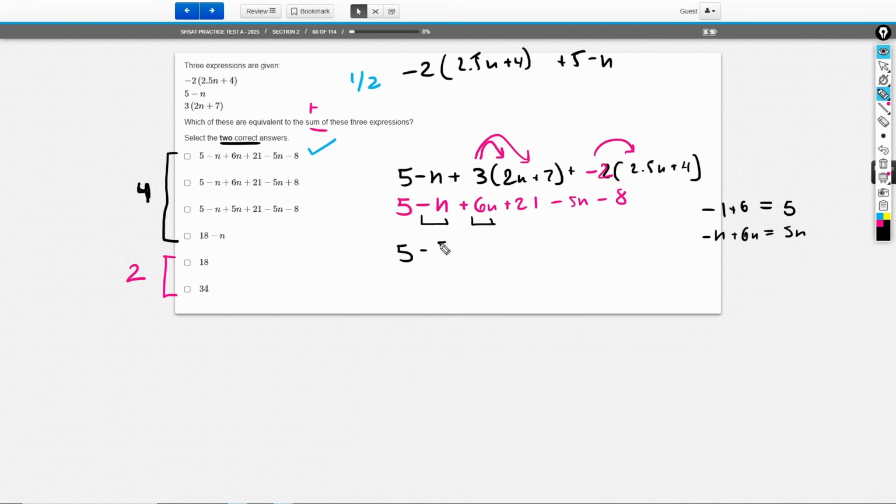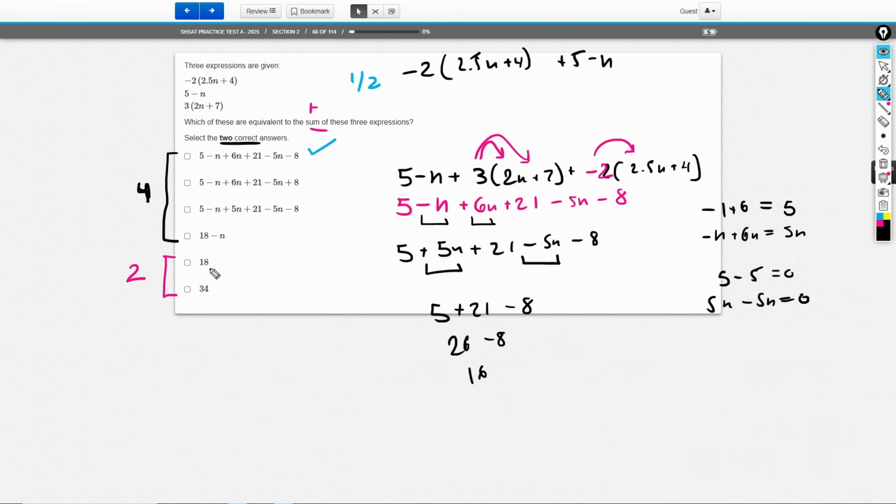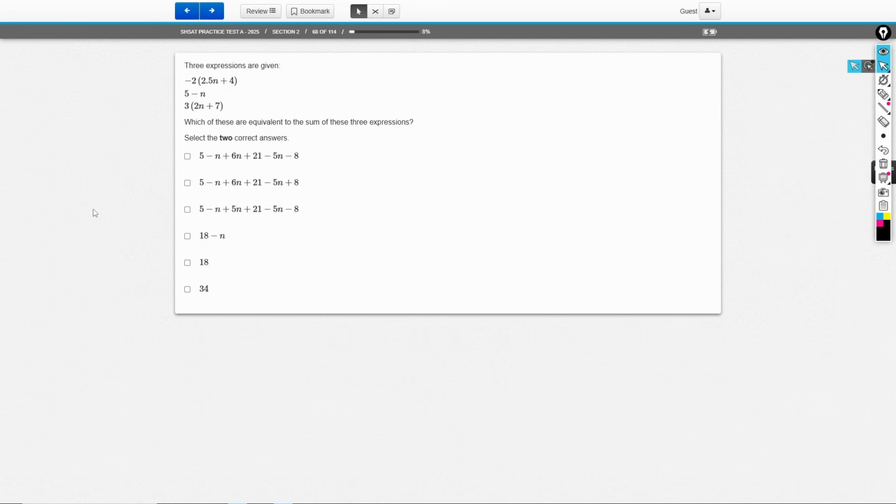So we have 5 minus 5n plus 21 minus 5n minus 8. And notice here I have, in this case, positive 5n minus 5n. So positive 5 minus 5 is equal to 0. If I slap on a variable, nothing changes. 5n minus 5n is equal to 0. So they actually cancel out, and I'm left with 5 plus 21 minus 8. 5 plus 21 is going to be 26, and 26 minus 8 is 18. Or sorry, it's 18, which is going to be this choice right here. All right. So the top choice and the second to last choice, correct answers.